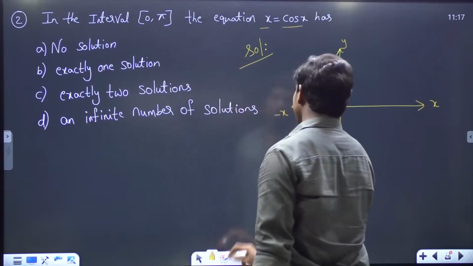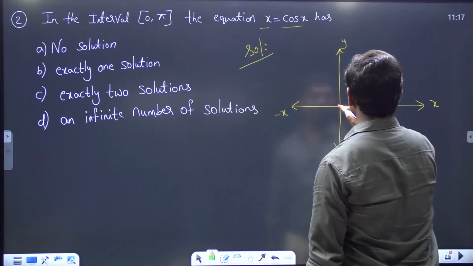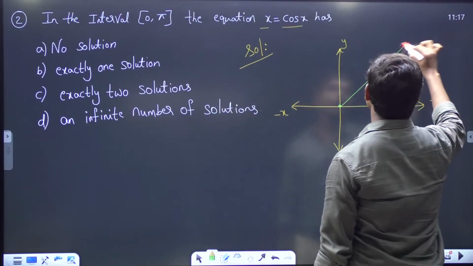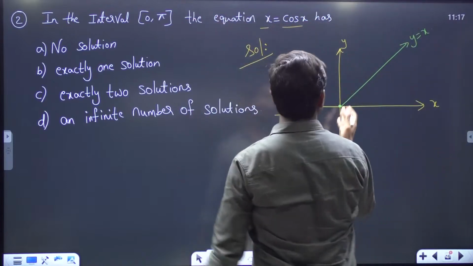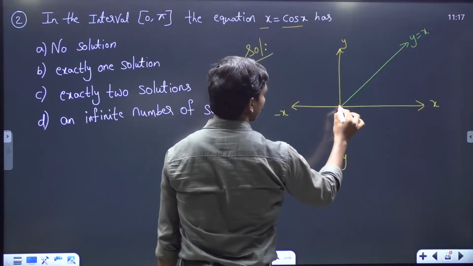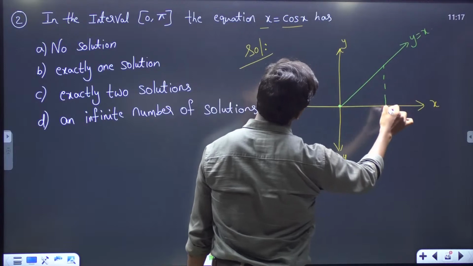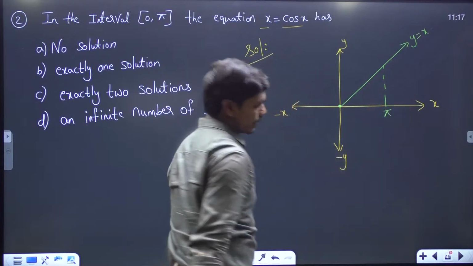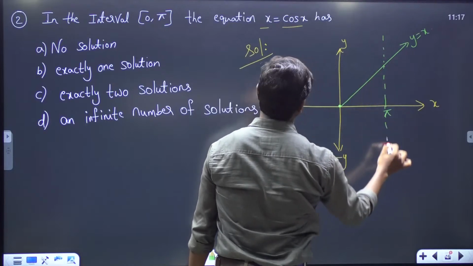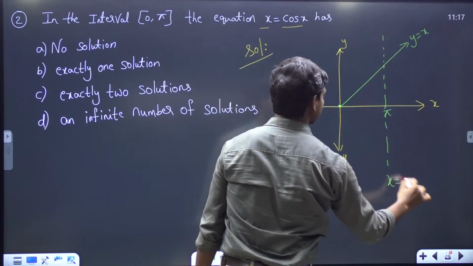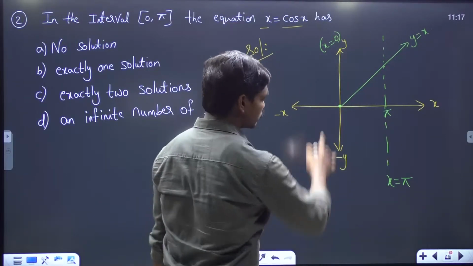So now, first curve, y is equal to x. Let us try to draw that curve. Y is equal to x. Since we are having only 0 to pi, I am not drawing it on the left hand side. So we are stopping here because 0 to pi. Let us suppose pi is somewhere here. Okay, so now this is the line x is equal to pi, and of course this is the line x is equal to 0, and we want to talk the nature between these two.